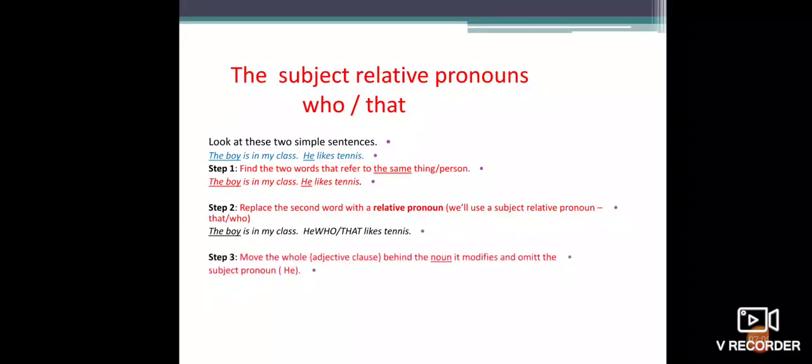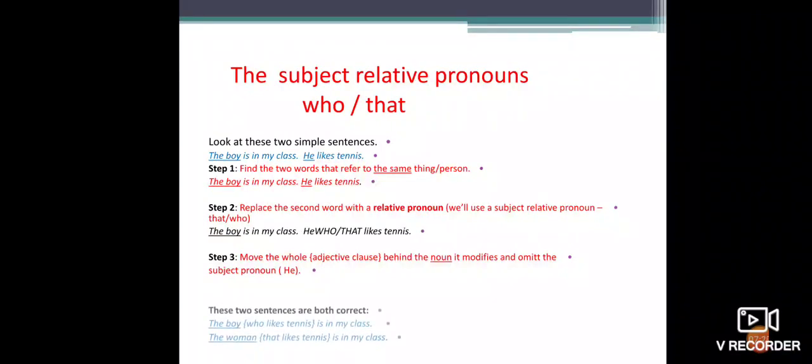And the final step, you will move the whole adjective clause behind the noun it modifies. And you, of course, omit the subject pronoun he. These two sentences are both correct. I can say, the boy who likes tennis is in my class, or I can also say, the woman that likes tennis is in my class, for example.